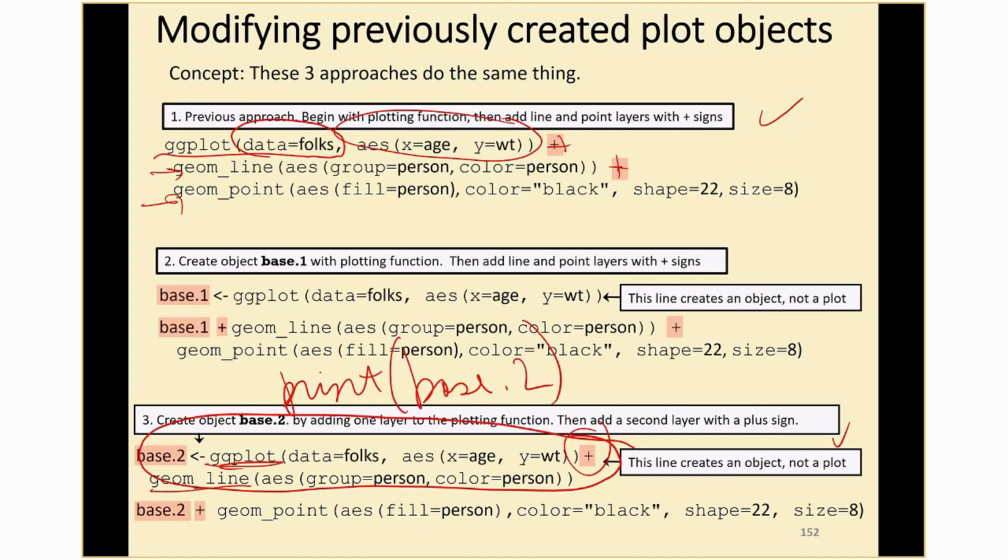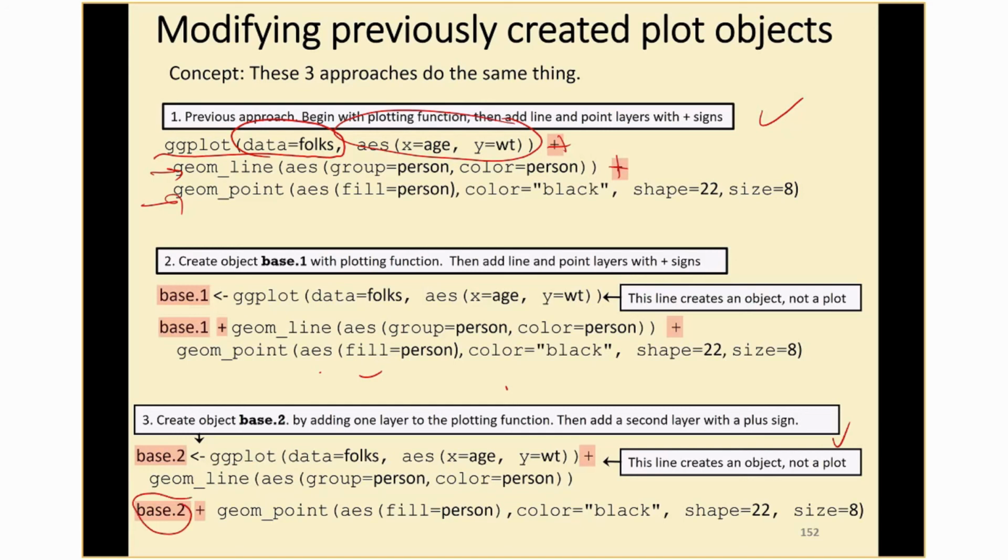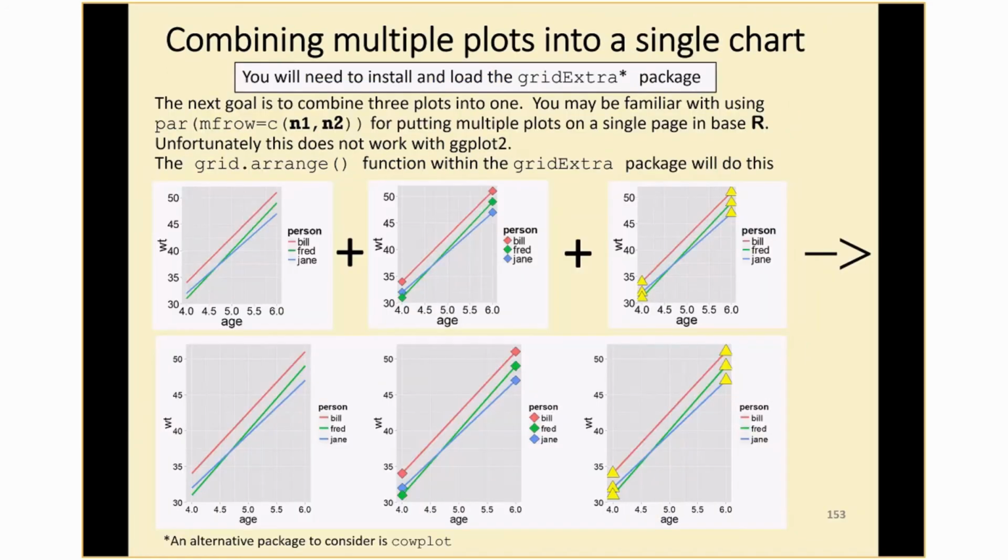But to make the combined line and scatter plot, all I've got to do is start off with base2, that's the information for a line plot, and add the information for a scatter plot to it. Because there's no assignment operator, what would be rendered in the lower right-hand corner would be a combined line and scatter plot. Now I want to shift topics slightly, and I want to talk about how I can take these three separate plots or plot objects and combine them into a single plot.